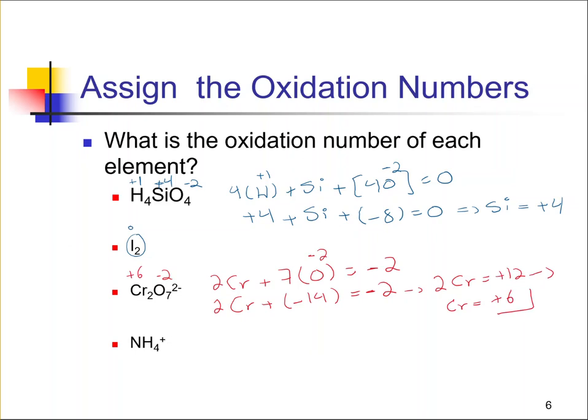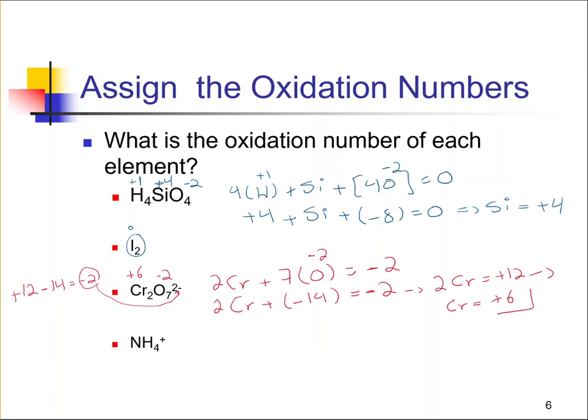You can always double check your work after you're done too. So how would I double check? Each chromium is positive 6, that gives me plus 12. Then you have 7 oxygen, each one negative 2, minus 14, that's a negative 2, and it matches the charge of this polyatomic ion.